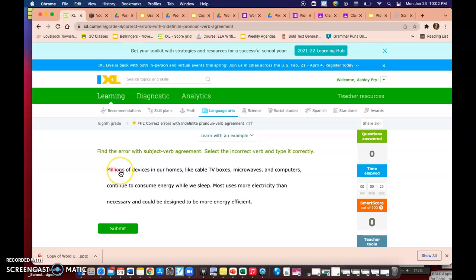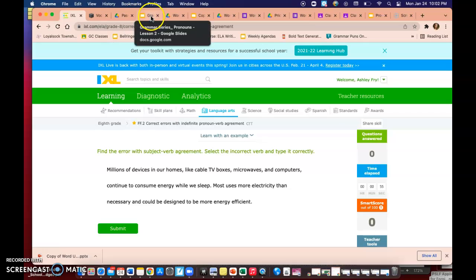The easiest thing to do here is try to find the pronoun and then determine what verb should go with that pronoun. So, millions of devices in our homes, like cable TV boxes, microwaves, and computers, can continue to consume energy while we sleep. Most uses more electricity than necessary and could be designed to be more energy efficient. Okay, so we're looking for indefinite pronouns here.